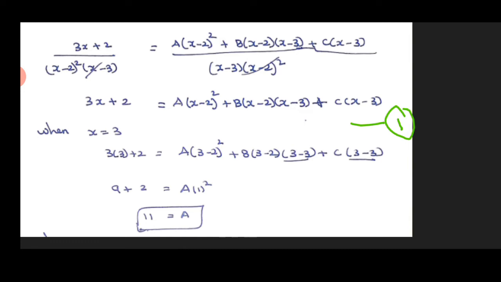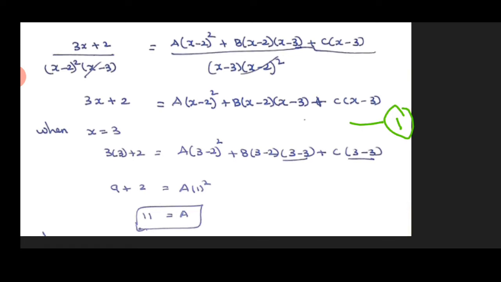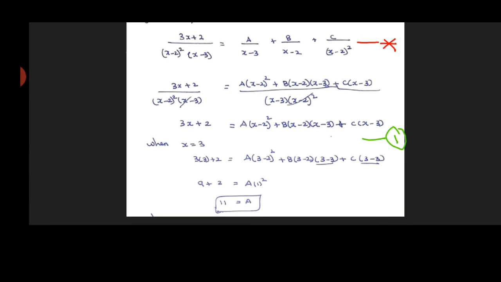So first I apply x equal to 3. So when I apply 3, 3 into 3 plus 2 equal to a of 3 minus 2 the whole square plus b of 3 minus 2 into 3 minus 3 plus c of 3 minus 3. So the 3 minus 3 terms I have underlined because that's going to become 0. So 0 into anything is 0, so the b term and c term will vanish, right? So what will remain? a of 3 minus 2 the whole square. 3 minus 2 is 1, 1 square is 1, 1 into a. So a equal to 11 we get, right?